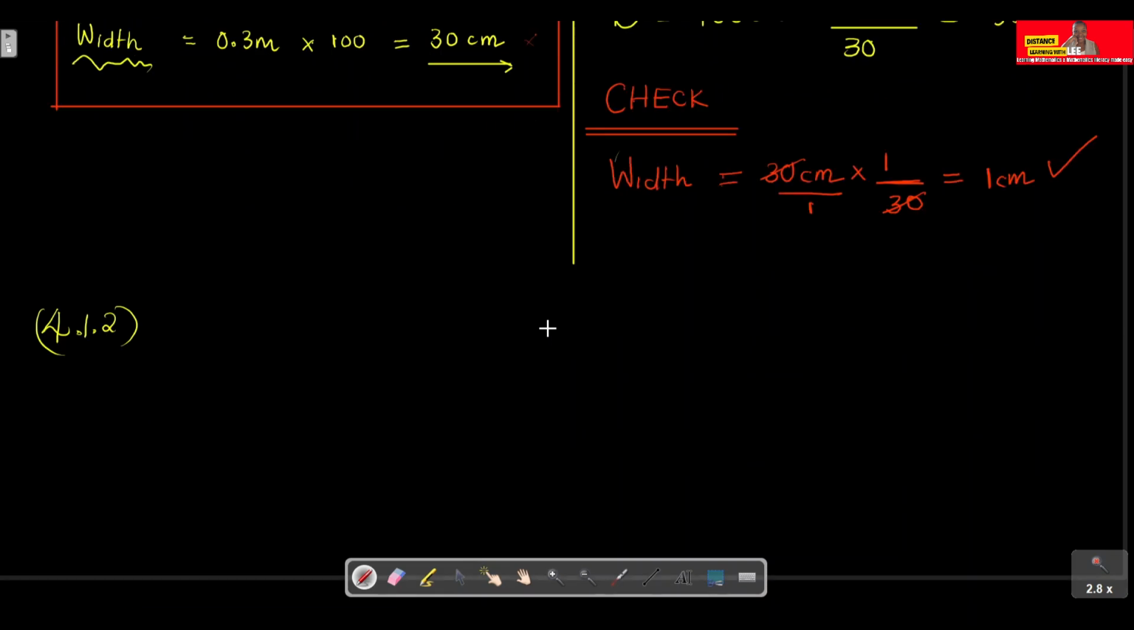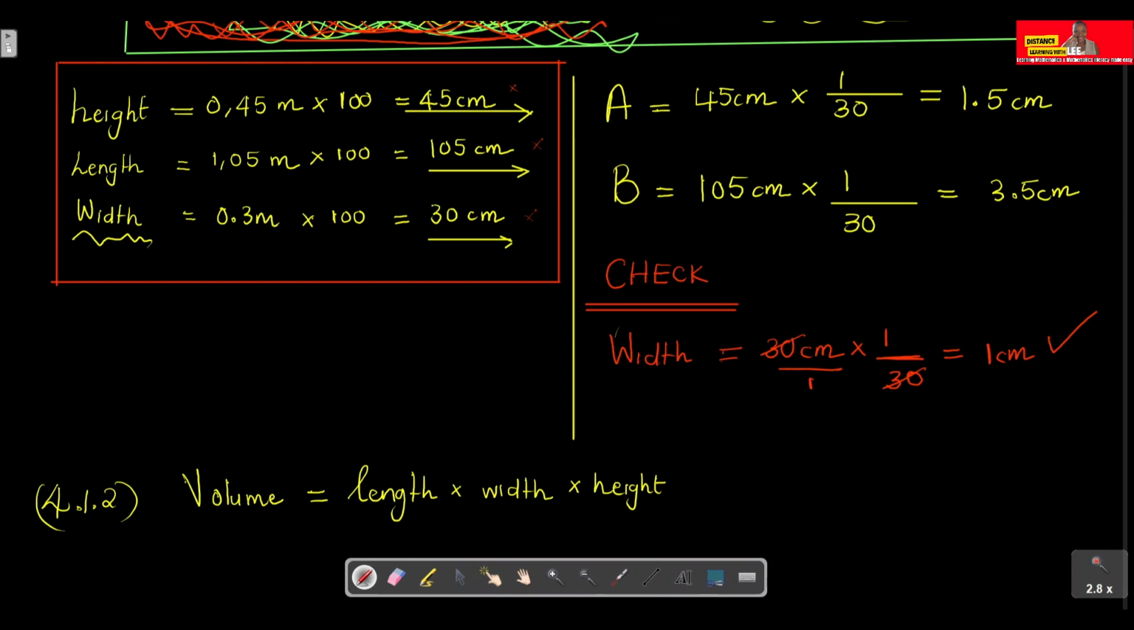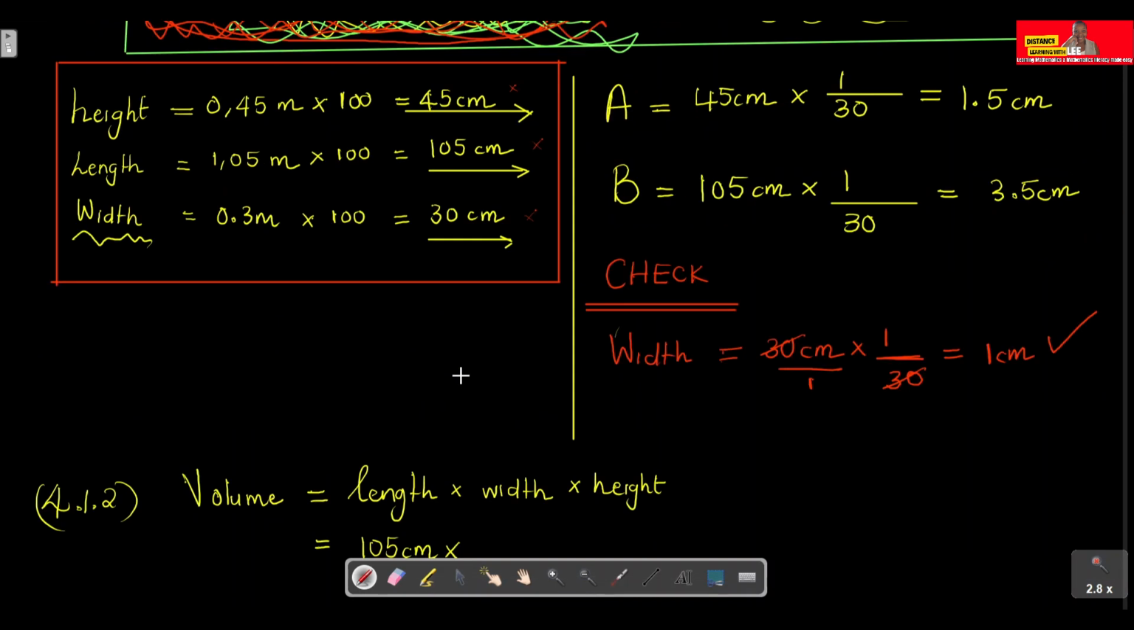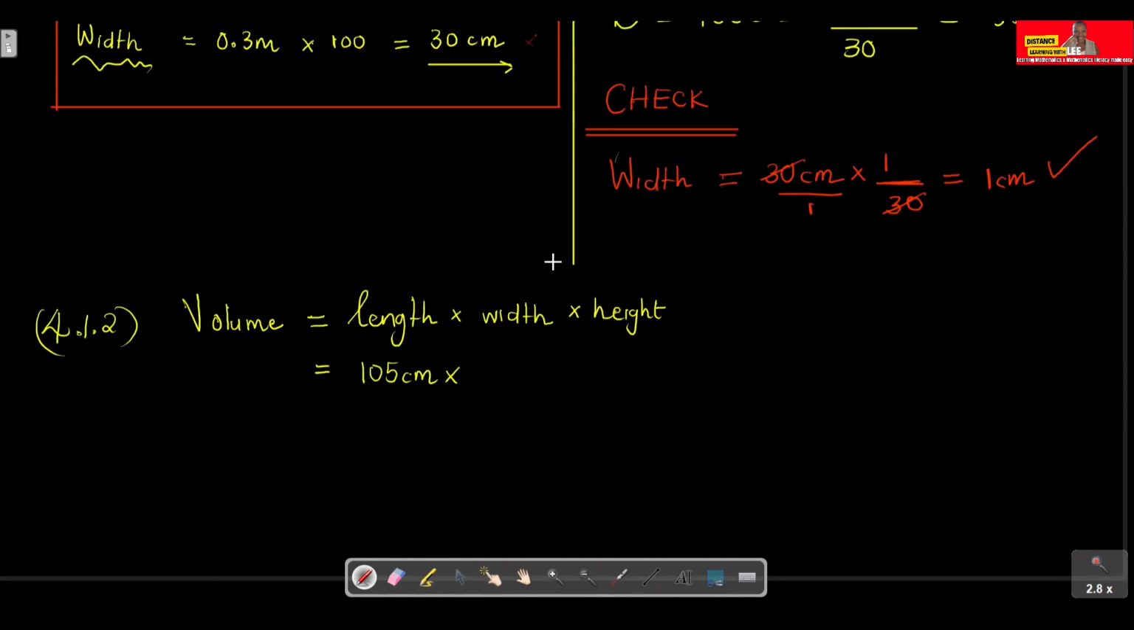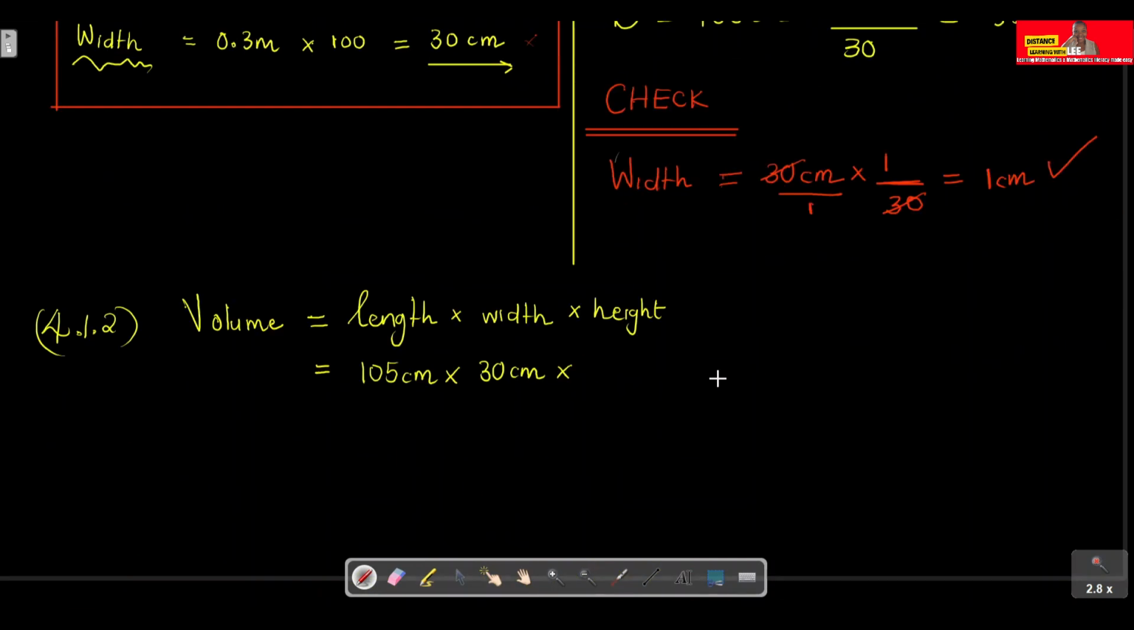We're given the formula that we're supposed to use. The volume is equal to the length multiplied by the width multiplied by the height. So what was our length? It was 105 centimeters multiplied by, what is our width? We found that our width is 30 centimeters. And what is our height? We found out our height was 45 centimeters. So we want to determine the actual volume of our small fish tank, not the volume on a piece of paper. That's what we're trying to do.